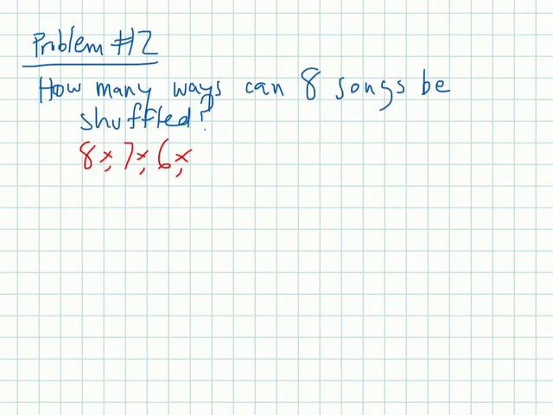Let's do it. And then there's only 5 songs to choose from, and then 4, and then 3, and then 2, and then 1. Now, obviously, this takes a long time to write out, right? Again, let me just recap here. How many ways can 8 songs be shuffled?